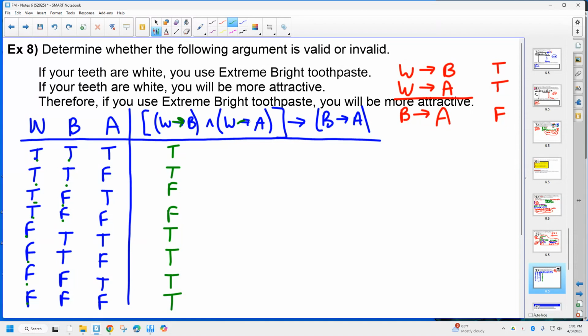Let's do W implies A. True implies true is true. True implies false is false. True implies true is true. True implies false is false. And then again, when it starts with F, we know it's going to be true. False implies anything is true. Look like that.